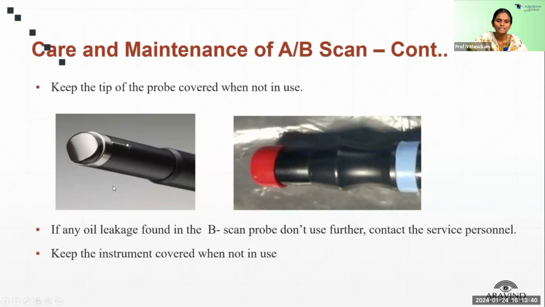The B-scan probe has oil for cooling purposes. So if you find any oil leakage in the B-scan probe, don't use it further, to avoid more damage. When not in use, keep the machine covered.